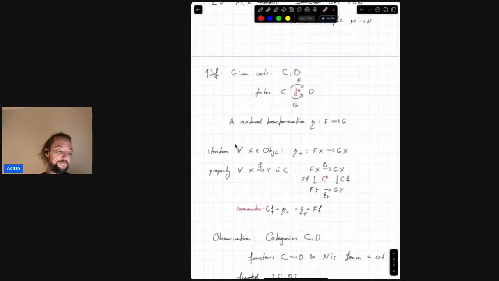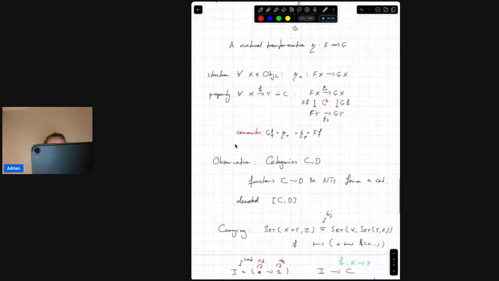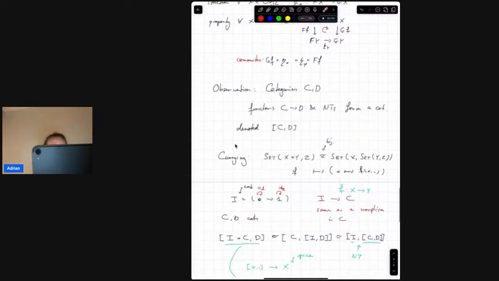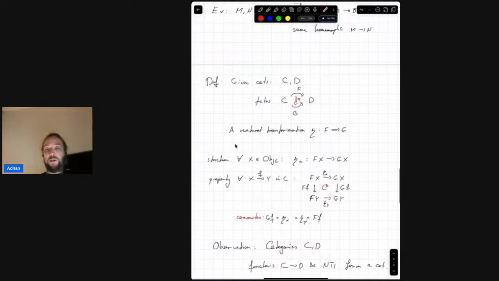All right. And then finally, I gave you the definition of a natural transformation between 2 functors.